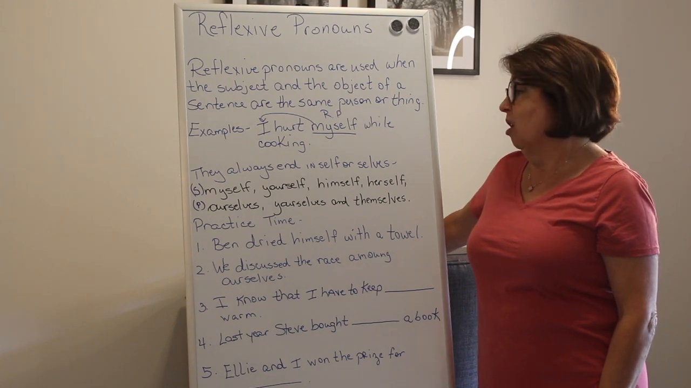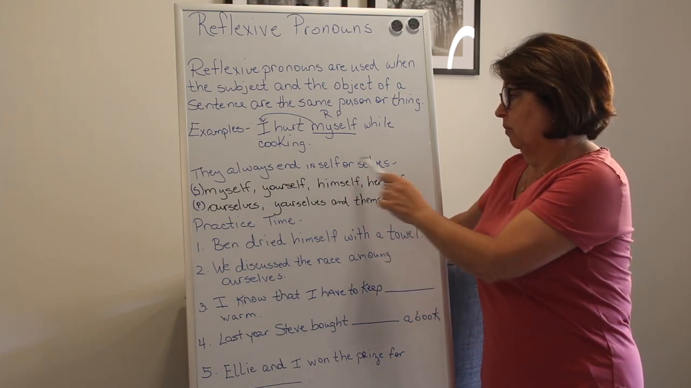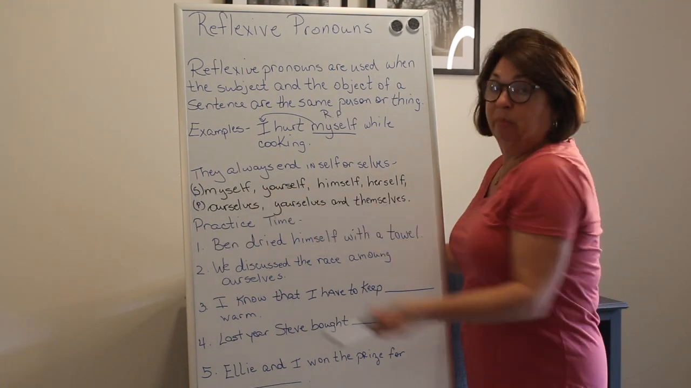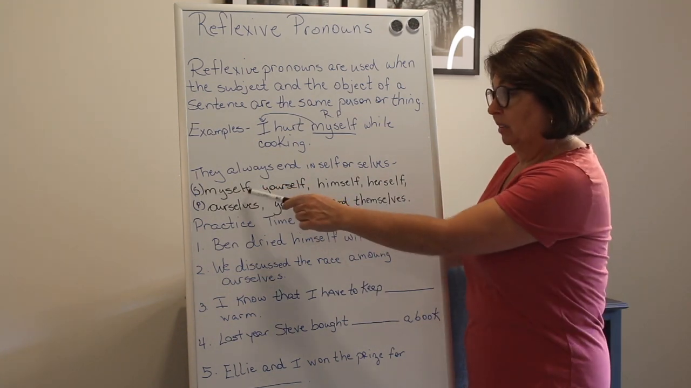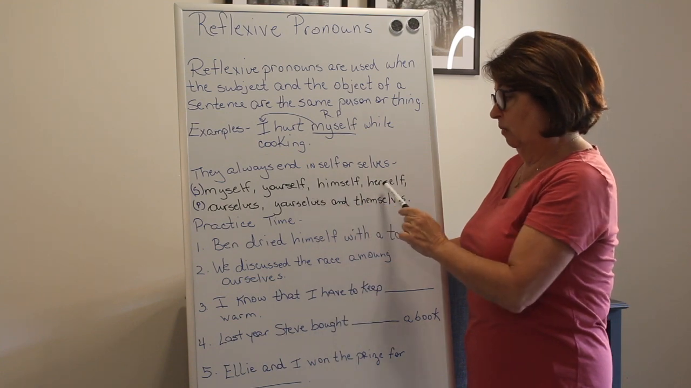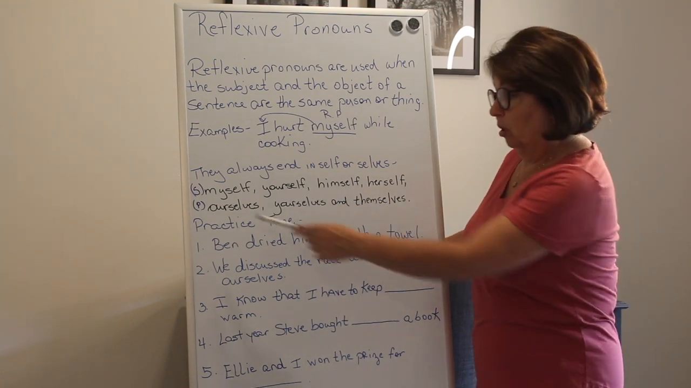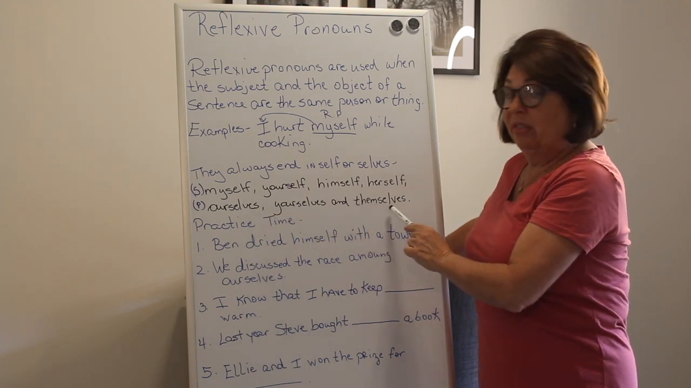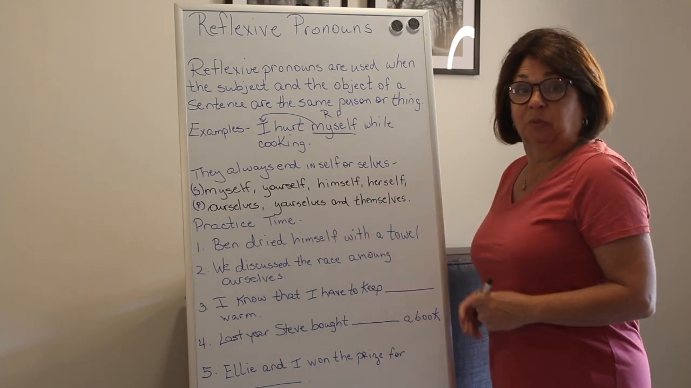Reflexive pronouns always end in either self or selves. And here they are. The singular form, meaning just one: myself, yourself, himself, and herself. And the plurals, meaning more than one: ourselves, yourselves, and themselves. All right, let's practice.